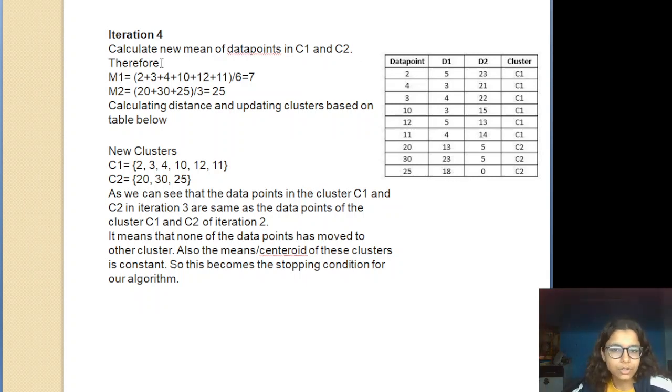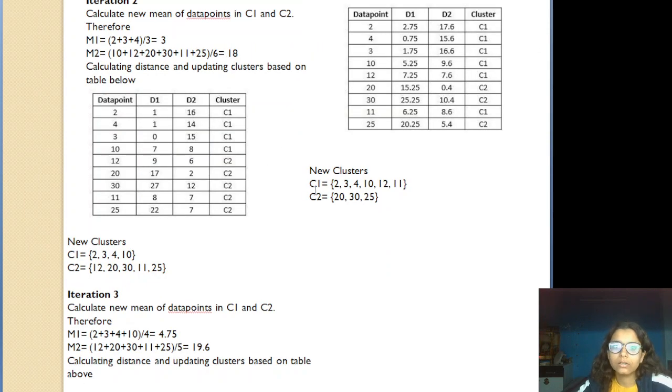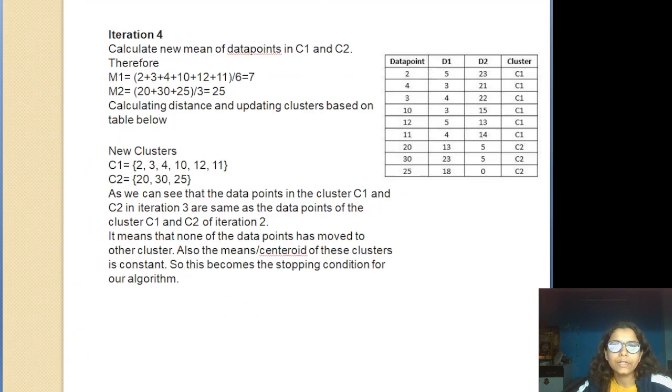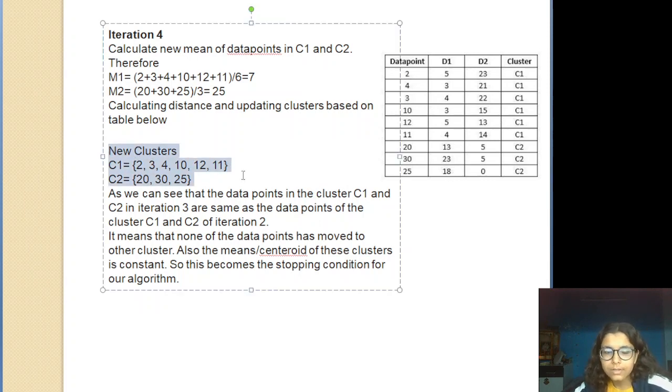Again we did the iteration in the same way. We took the now new clusters and took the mean. There we calculate the mean. We got a value of 7 and the value of 12. Now again we calculated the distance and updated our cluster according to them. Okay, now we can see that the clusters are consistent for both the iterations.